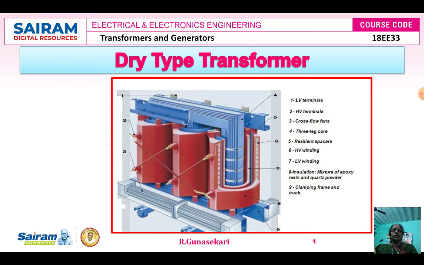This figure shows the dry type transformer, which consists of the LV terminal, HV terminal, cross flow fans, 3-leg core, resonance space, HV winding, that is high voltage winding, low voltage winding, then insulation, then clamping frame and the truck, totally 9 parts. For dry type transformers, the cooling methods used are air natural and air forced cooling.